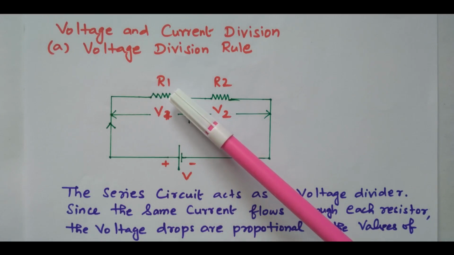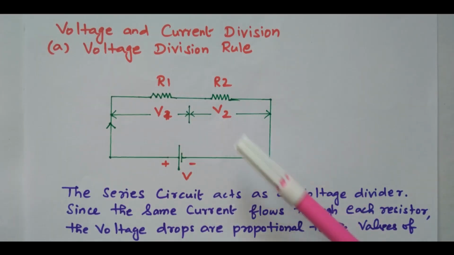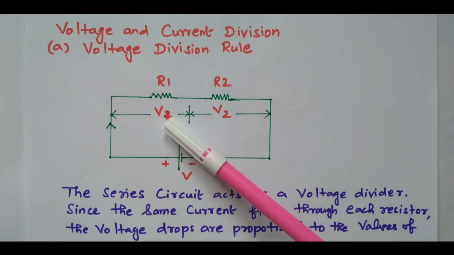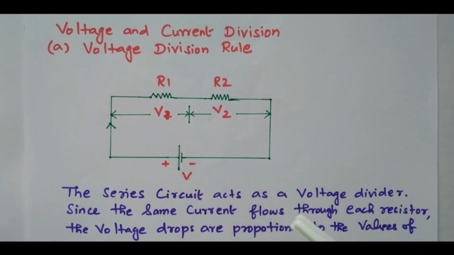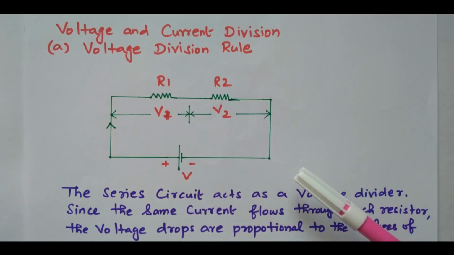So the voltage across R1 is V1, and the voltage across R2 is V2. What is the value? V equals V1 plus V2. That is the first formula we need to say. The total voltage applied equals the sum of the voltage drops across R1 and R2. Similarly, what is the current? The same current is flowing through R1 and R2.